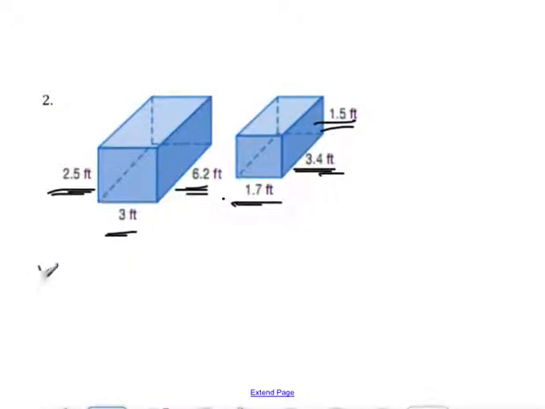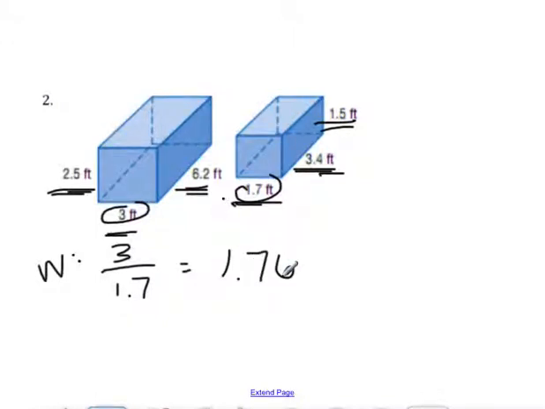So let's talk about the width of that triangle. First for the width, we're going to do 3 over 1.7. So 3 divided by 1.7. And when you divide those out, you get about 1.76. We can't really reduce the fraction when there's a decimal in, so we're just going to check using the decimal.